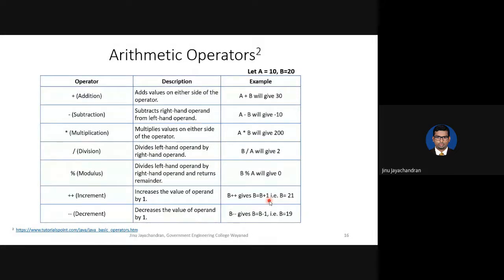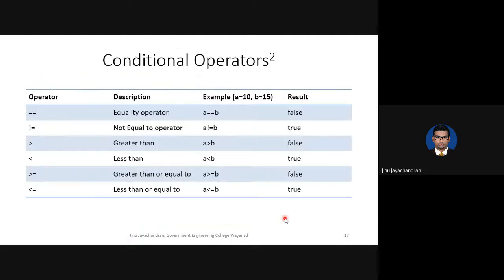There's something called post increment and pre increment, and you can see that b plus 1 is assigned to 21. Then there is the decrement operator, b minus minus, which is b equal to b minus 1, implies 20 minus 1, so 19 will be the value of b.